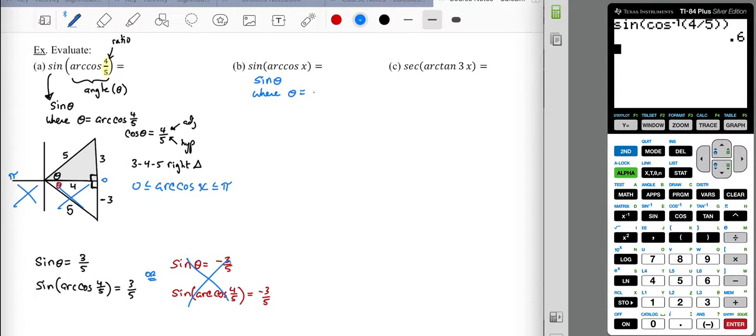theta is equal to the arc cosine of x. And if I take the cosine of both sides, I get cosine of theta is equal to x, but that x could be thought of as x over 1. Again, adjacent over hypotenuse. So I'll draw the diagram. I'm going to kind of steal my work here a little bit, or at least as much as I can.